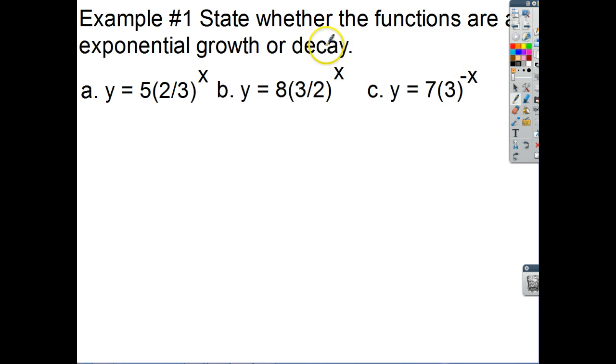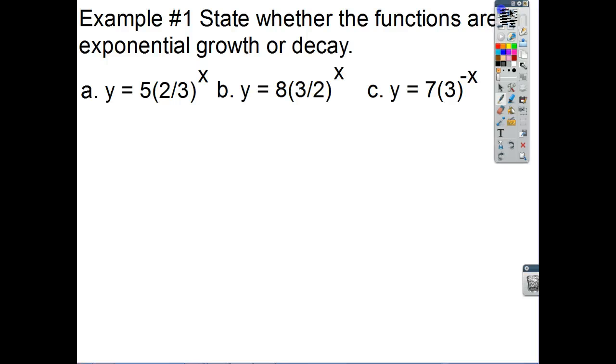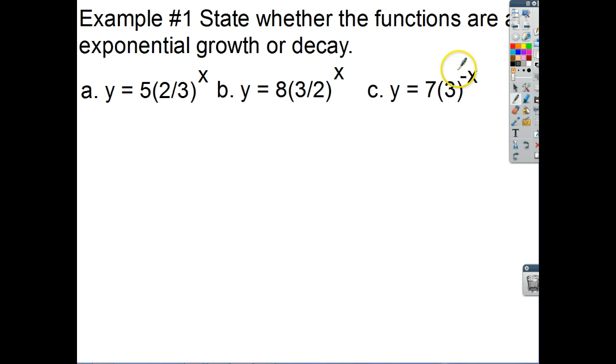All right, example number 1. We want to state whether the functions are exponential growth or decay. So we need to be able to tell the difference between these. In number 1, what we want to do is look at the b number. Please note that this a number has nothing to do with deciding whether this is growth or decay. It's just the a number.